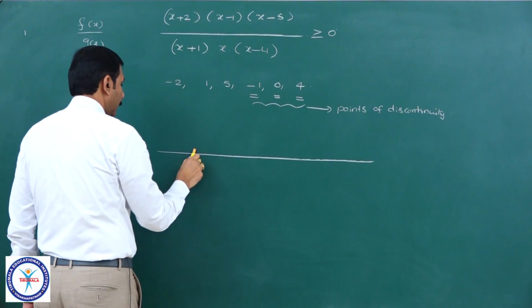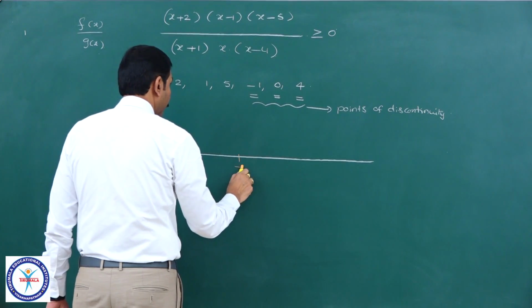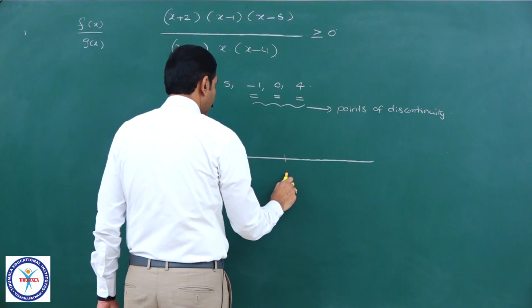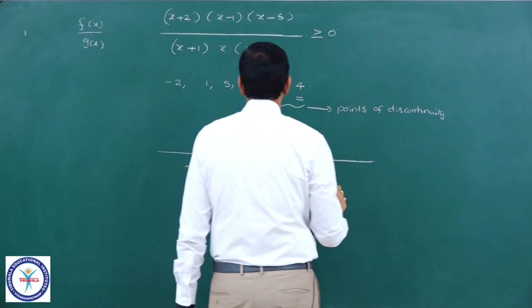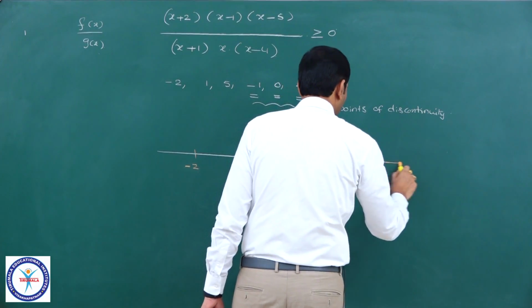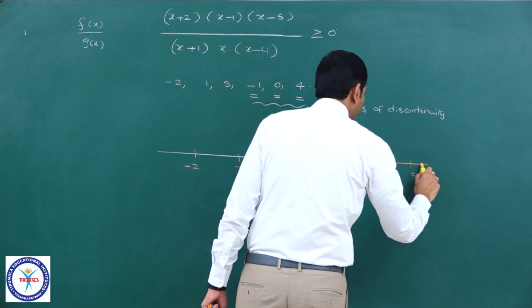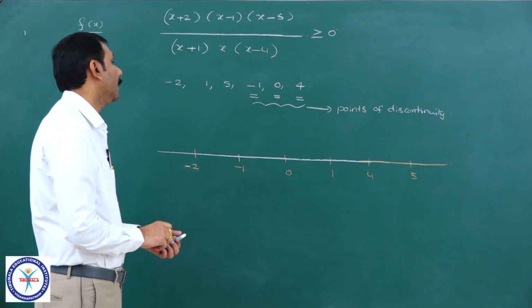First I will write -2, -1, 0, 1, 4 and 5. These are the zeros of the numerator and denominator. Total 6 are there. I wrote them in increasing order.